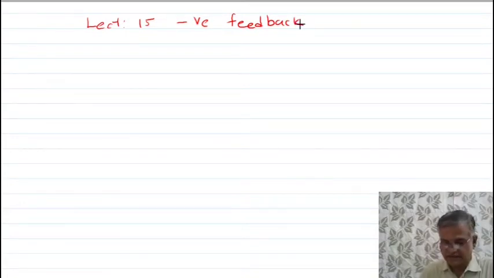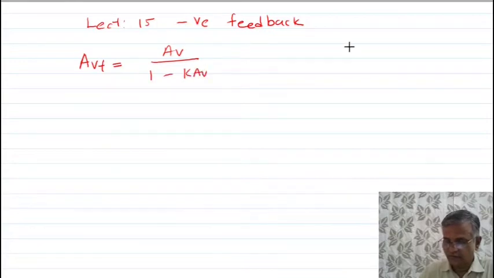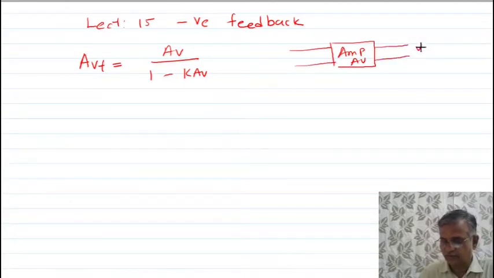See, in the last lecture we derived these equations. The gain of the amplifier with feedback is given by AV upon 1 minus KAV. This is your amplifier system, with a gain AV. This is your input VI and this is your output VO, and AV is nothing but VO by VI. Your gain AV is equal to VO upon VI.